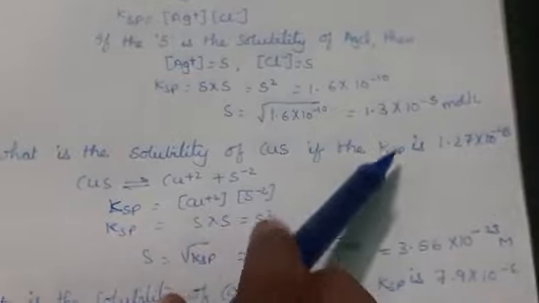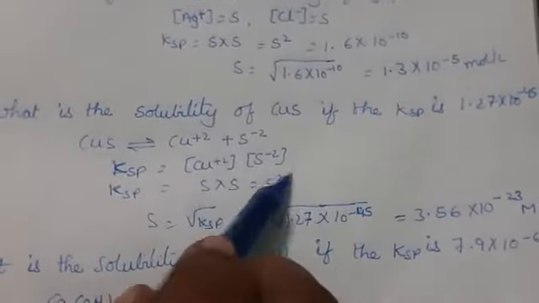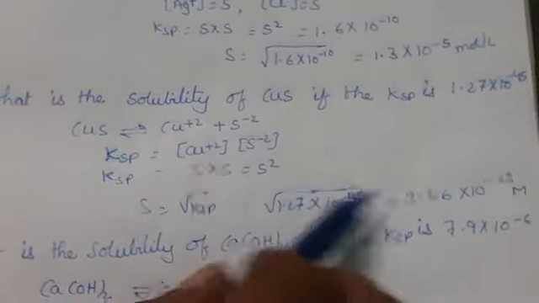Like this only. Next one also, they have told us to calculate the solubility of CuS, and they have given the Ksp value. So you are going to get S squared, and we find the square root value. For this also, it is the same thing.